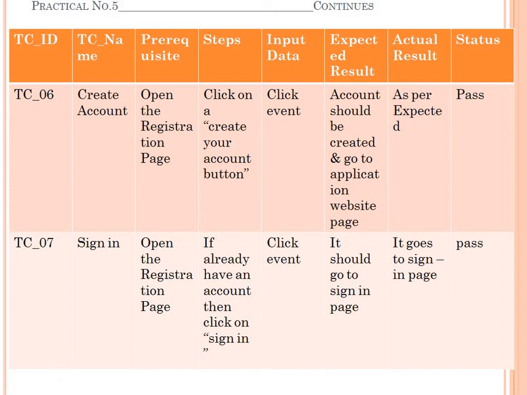Then test case number 7 is sign in. The prerequisite is to open the registration page. The step is, if you already have an account, click on the sign in button. The input data is a click event, and the expected result is that it should go to the sign in page. The actual result is that it goes to the sign in page, then the status is pass.